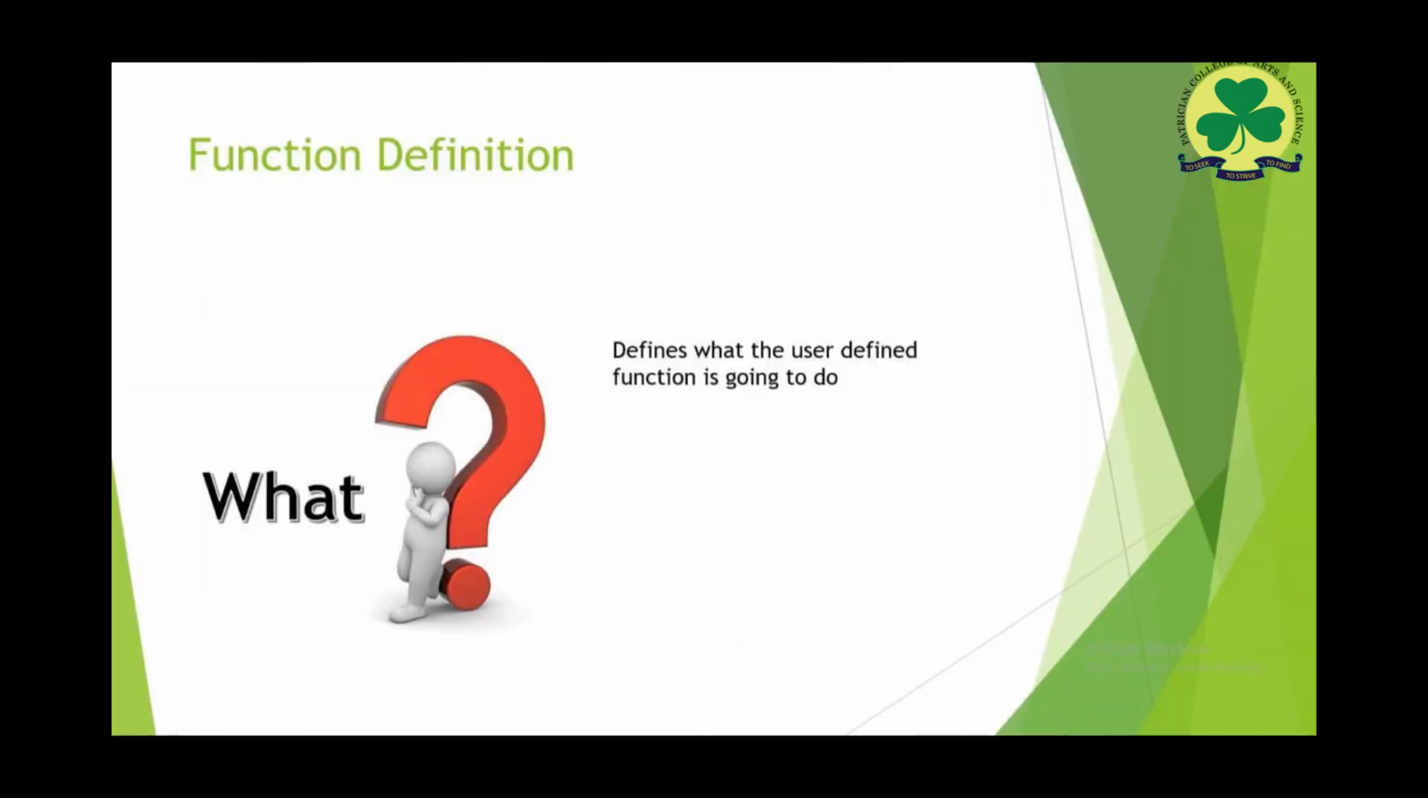And the next W is what. The next element in a user-defined function is function definition. In function definition, I am going to tell what that particular function is going to do. So the second one is what. Here I tell what the function is going to do with the help of the function definition.